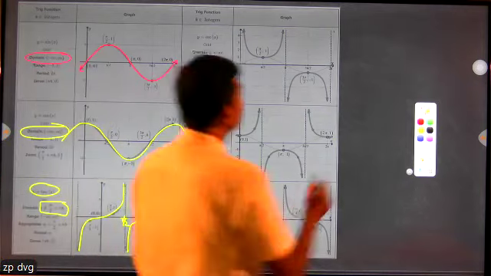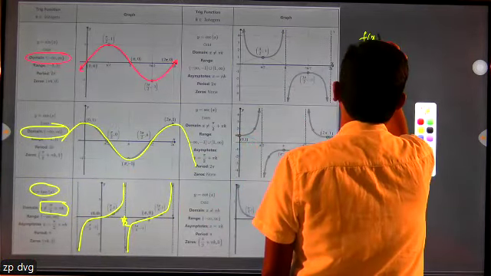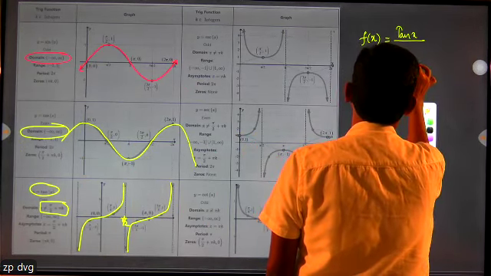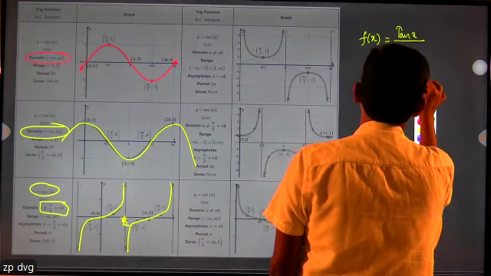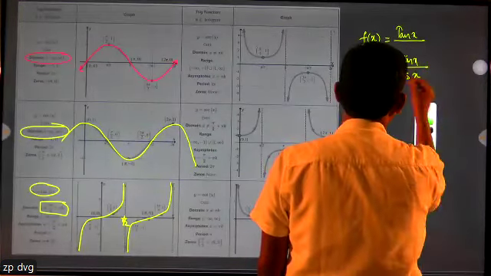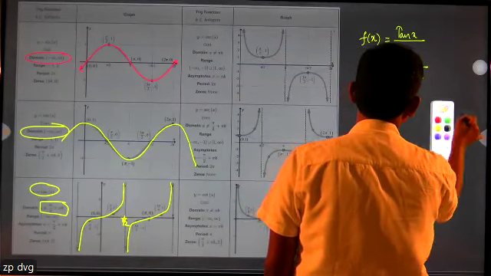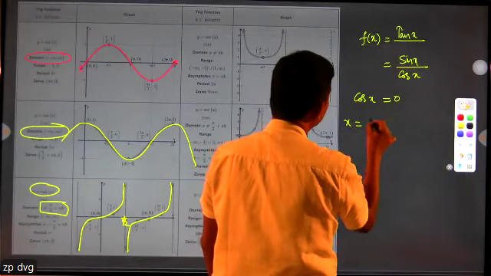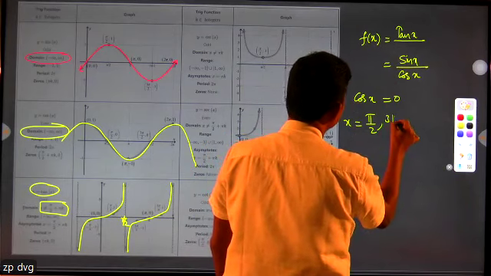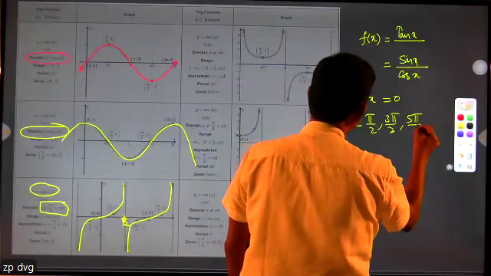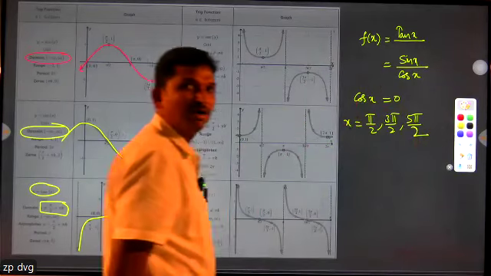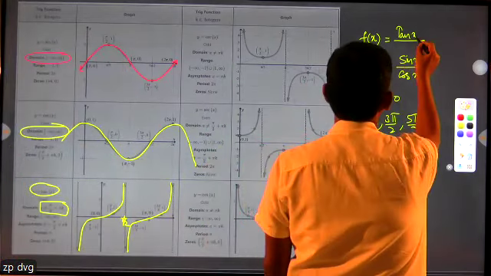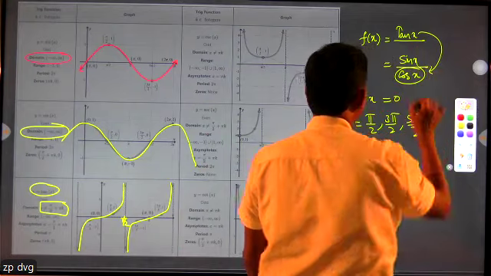Because here, f of x equal to tan x. Tan x can be written as sin x divided by cos x, right? Whenever the denominator is 0, this function is not defined. When cos x is 0, that is, when x is an odd multiple of pi by 2, like pi by 2, minus pi by 2, 3 pi by 2, minus 3 pi by 2, 5 pi by 2, 7 pi by 2, cos x will become 0. So whenever cos x is 0, this tan x is not defined.